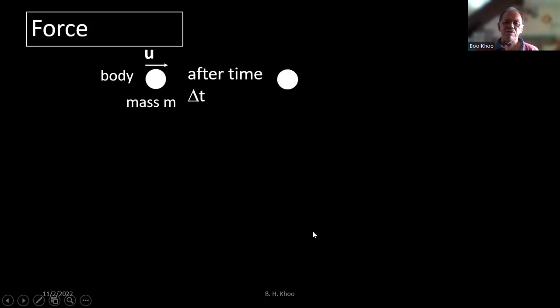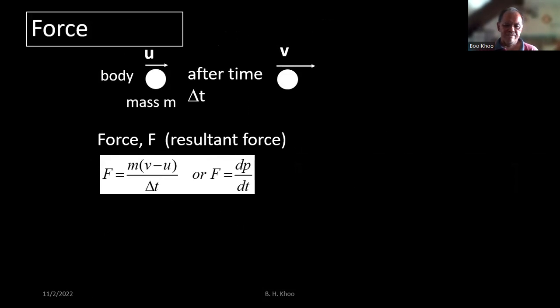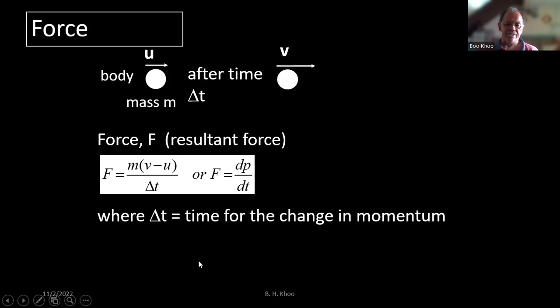Let's now calculate force from Newton's second law. Remember, the force is the resultant force. Usually it's in this form; when it becomes a rate, it's this form. If it's a constant force, then we use this equation. Usually it's a differential equation. Delta t is a small change in time, the time for the change in momentum. Or sometimes we prefer a small change in momentum over a small change in time.